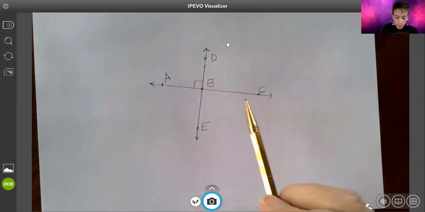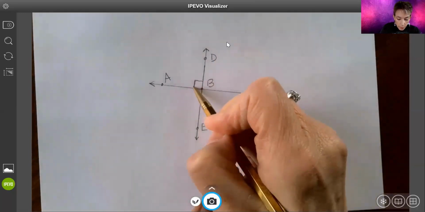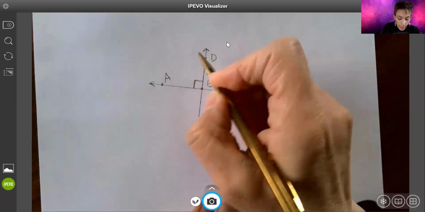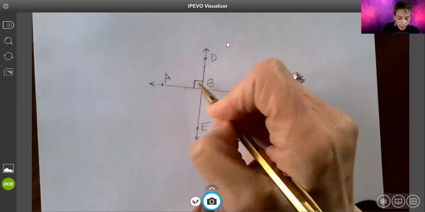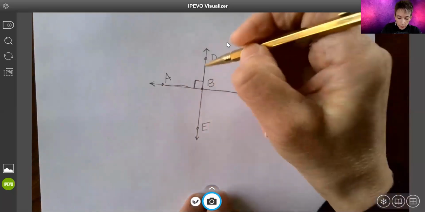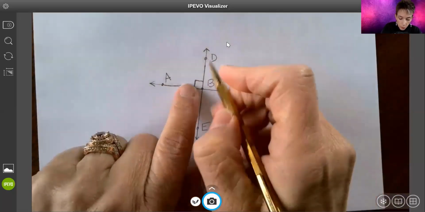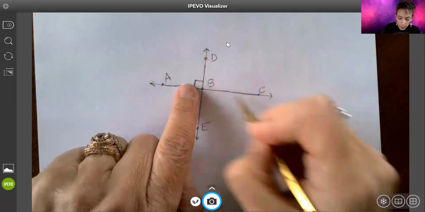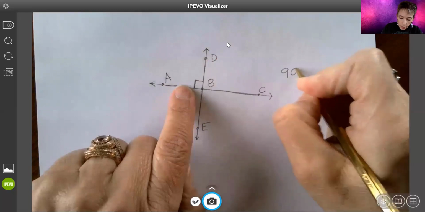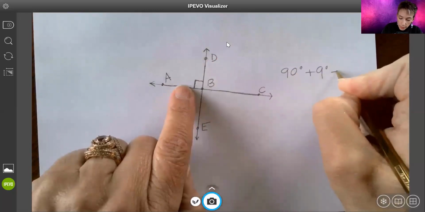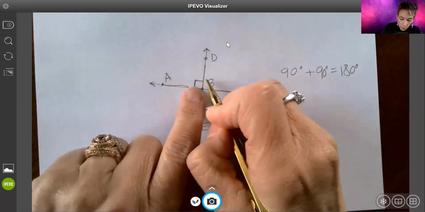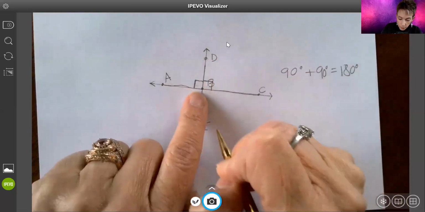Let's look at one more. Once again, we know that these two lines form a right angle. So angle DBA is a right angle. We also know that this is a straight line, which is 180 degrees. So we can determine the measure of DBC knowing that this is 90. 90 degrees plus 90 degrees equals 180 degrees. So we know that this too is a right angle.